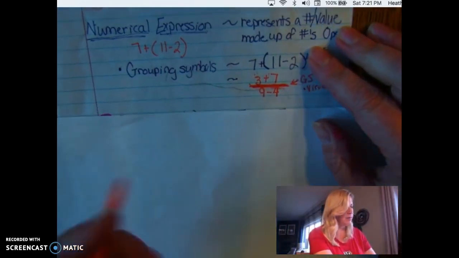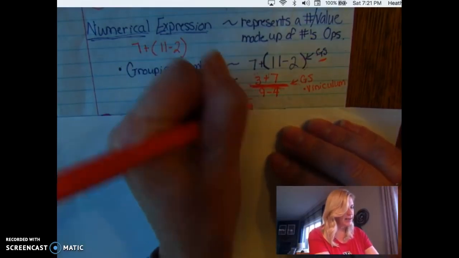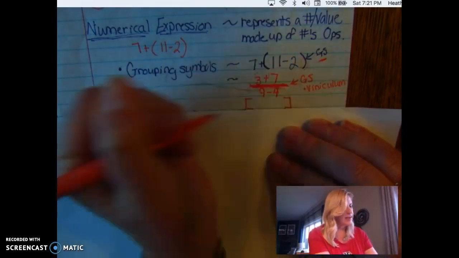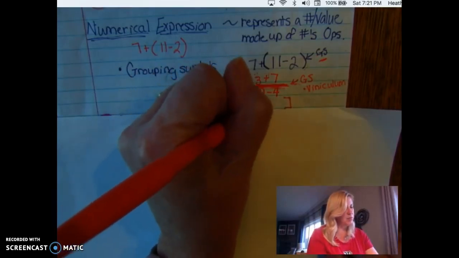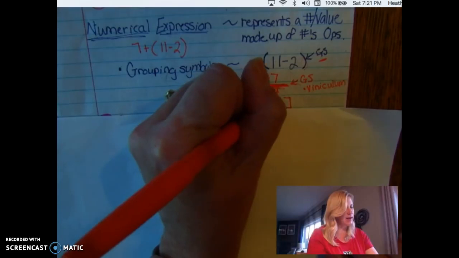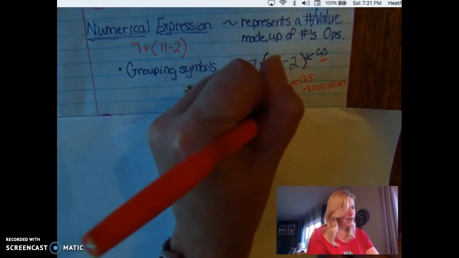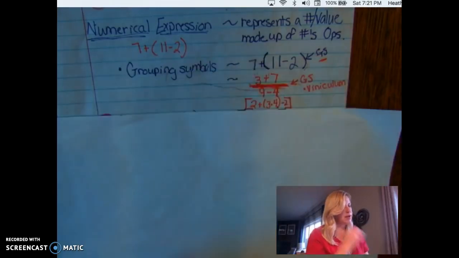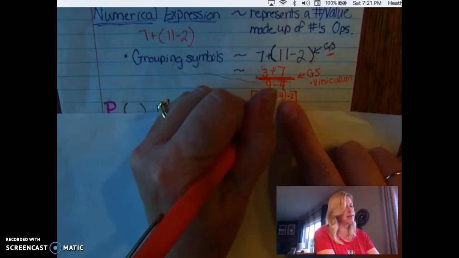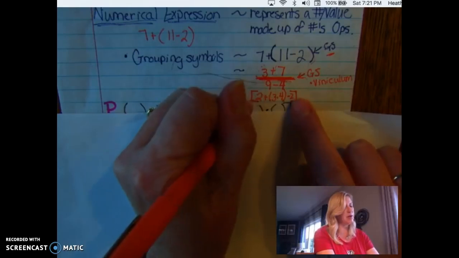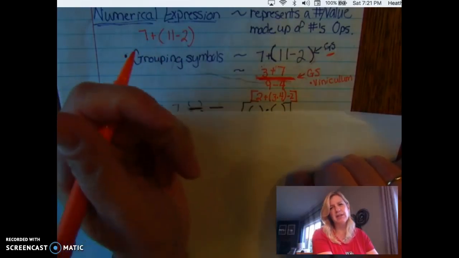The other grouping symbol that I didn't include here yet is the brackets. Sometimes you get brackets because you might have 2 plus and then 3 times 4 minus 2. So this bracket just shows that there's parentheses already going on here, so they put a bracket outside of that. It's just another fancy parentheses, basically.